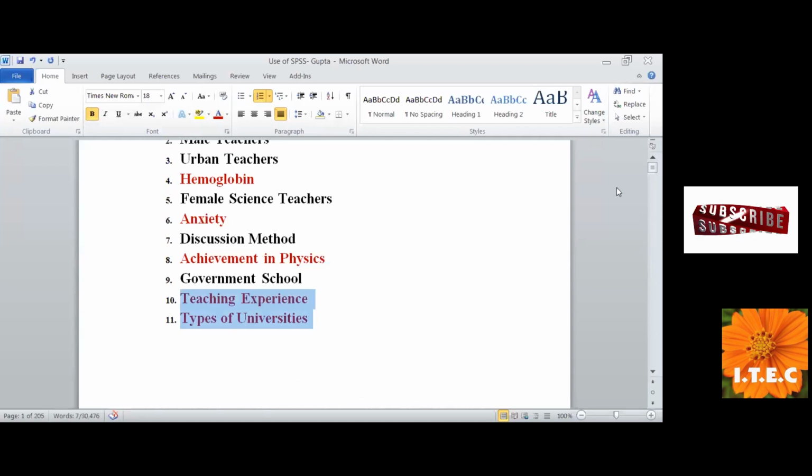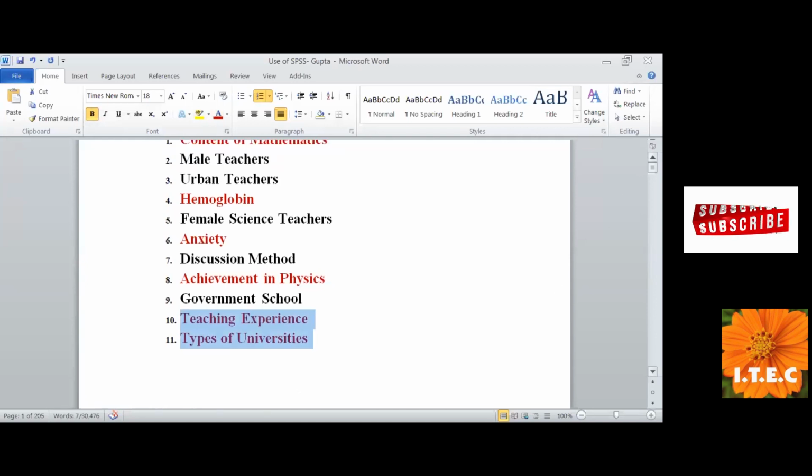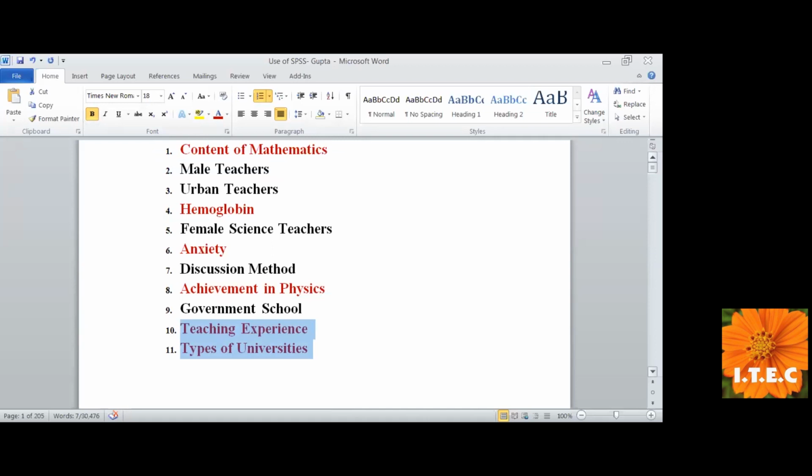So, these are the correct answers of question number 1: 1, 4, 6, 8, 10, and 11. Now you can check your answer with my answers. If your answers tally with my answers, then you know what a variable is. If they do not, that means you need to understand the variable.